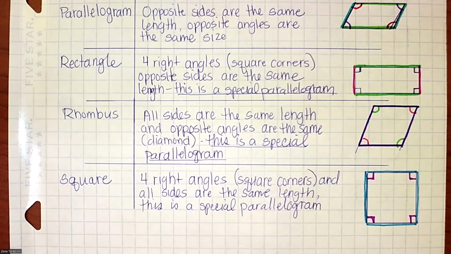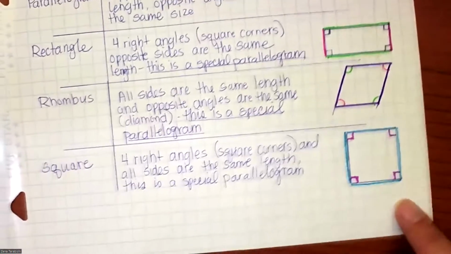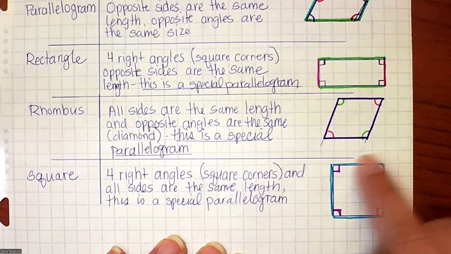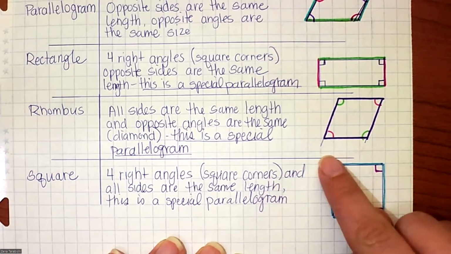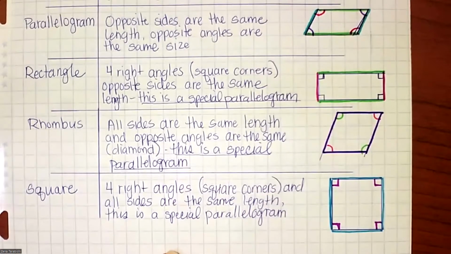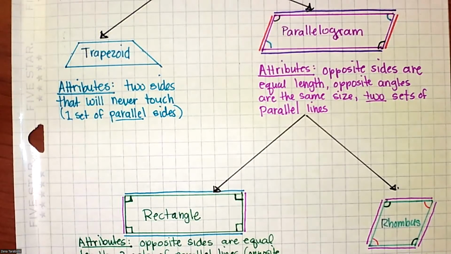And finally, we have a square. A square has four right angles or square corners, and all the sides are the same length. This is also a special parallelogram. All four sides are the same length. That's why they're all traced around with the same color. All the angles are right angles. Okay, before we move on, I want to show you the quadrilateral family tree.